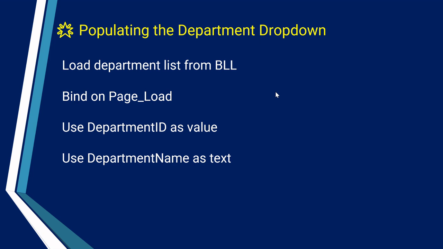To populate the department drop-down, load the department list from the BLL and bind it on page load. Use department ID as the value field and department name as the display text.